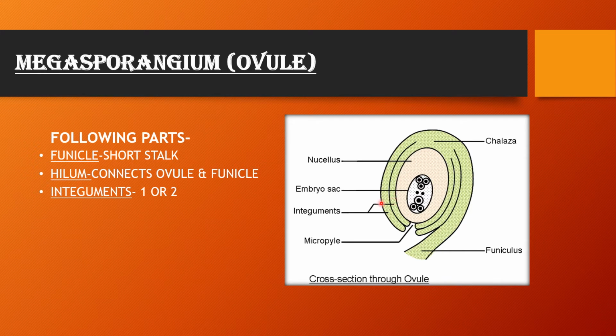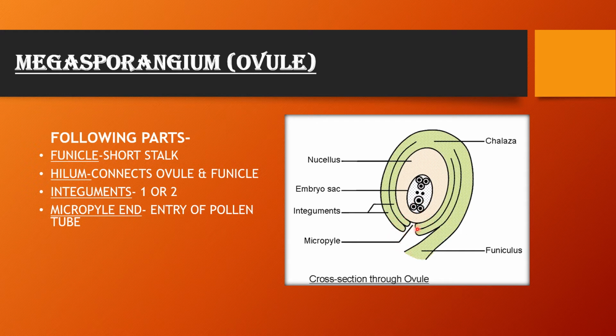So two integuments are present, one is inner, another one is outer. Next type is micropylar end. This micropylar end is a small pore at the end of the ovule from which the entry of pollen tube takes place. So it is the entrance of pollen tube.